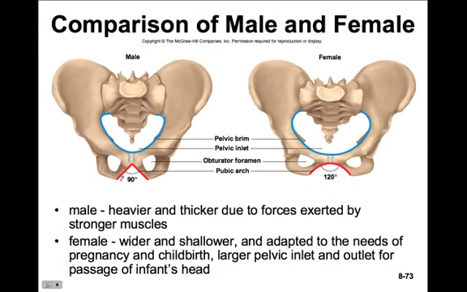Another thing we'll notice is that the pubic symphysis, or the pubic arch, in men is 90 degrees or less. And in women, it's greater than 90 degrees, usually about 120 degrees. This is the fail-safe way that I use to tell the difference between a male and female pelvis.